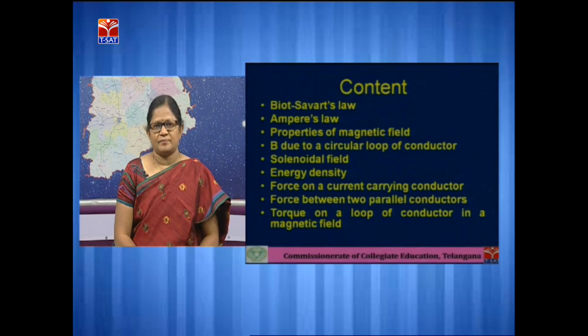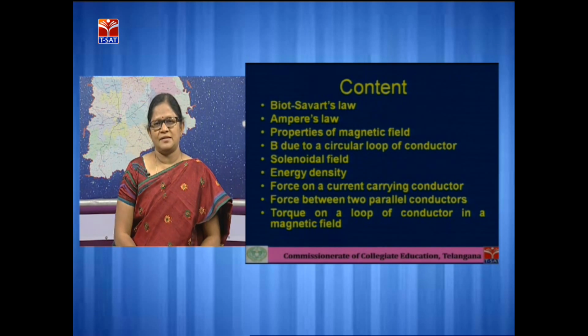What is a magnetic field? How does it exist? And what form will it appear in? Let us see the contents of the magnetic field. In this topic, we are going to discuss Biot-Savart's law, Ampere's law, properties of the magnetic field due to a circular loop of conductor along the axis, then what is a solenoidal field, then energy density, force on a current carrying conductor, force between two parallel conductors, and torque on a loop of conductor in a magnetic field.